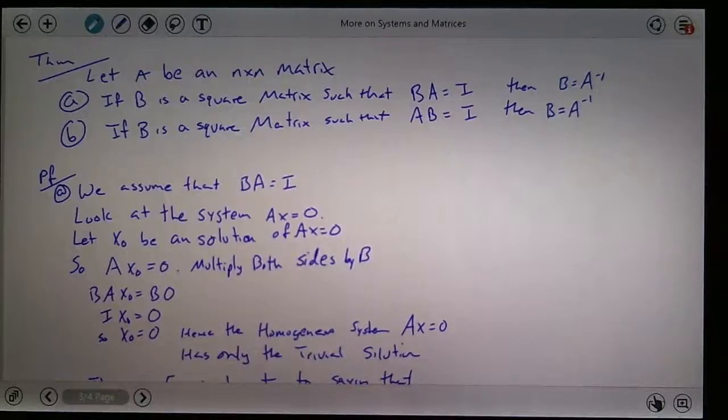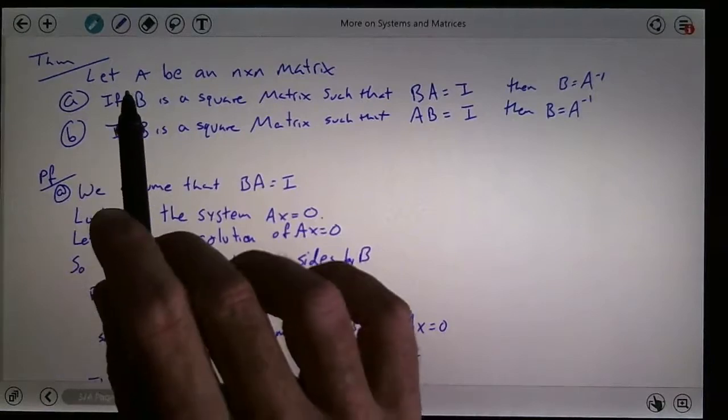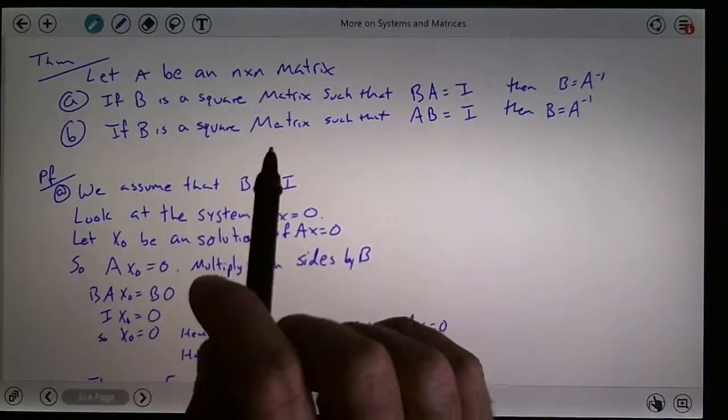In this video, I want to take a look at a couple of theorems that we almost would take for granted. In fact, the first one I think we have in the past, but we need to actually prove that it's true. So here we go. Let A be an n by n matrix.